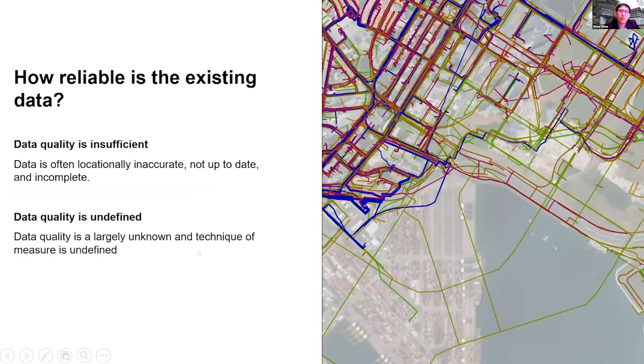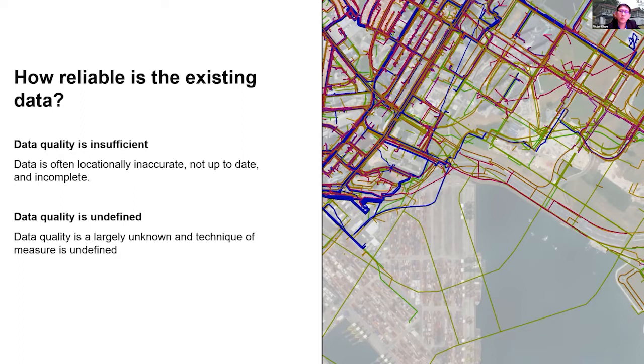So in our project, we also look into how reliable are the existing data, and then we concluded that the utility data in Singapore generally are still in 2D. The data quality is insufficient. Data is often low in terms of location accuracy, is inaccurate. A lot of the time it is not up to date and also incomplete.